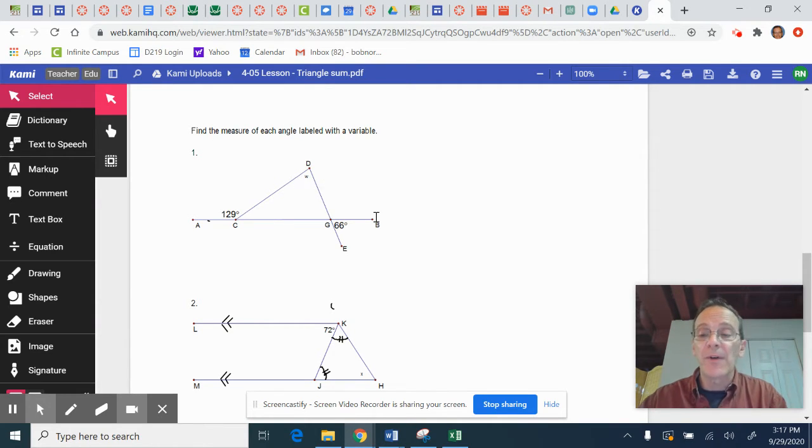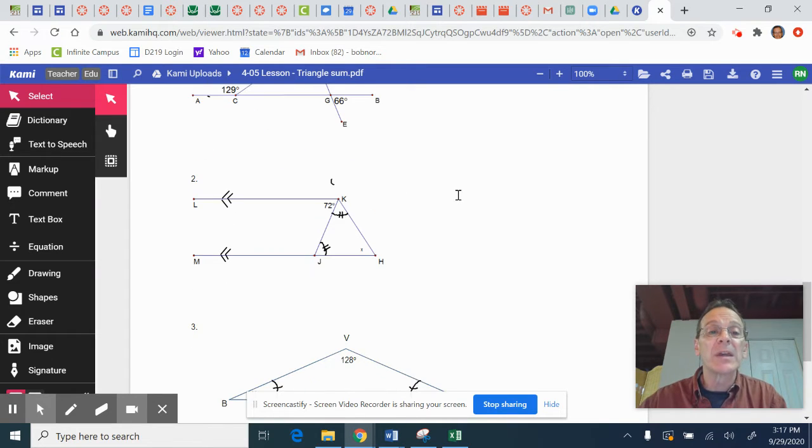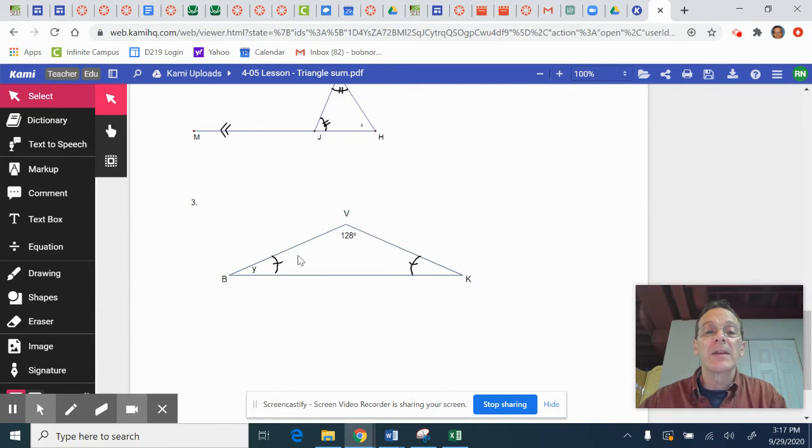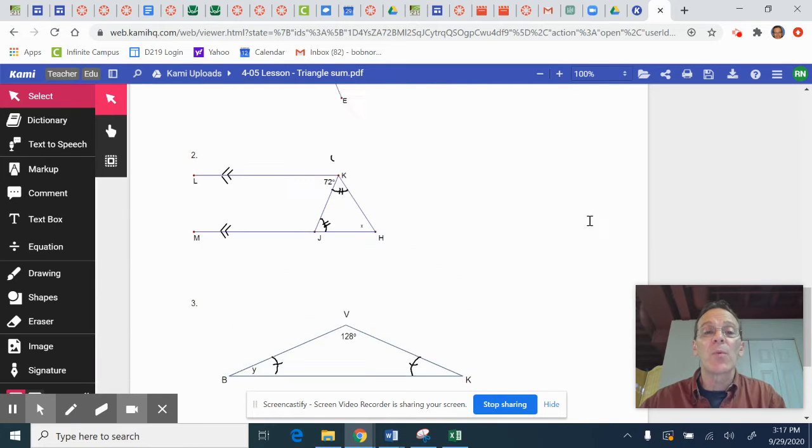So in other words, find the measure of that angle right there where the W is. In problem number 2, find the measure of that angle there where the X is. Okay, and then in this problem, find the measure of that angle there where the Y is.